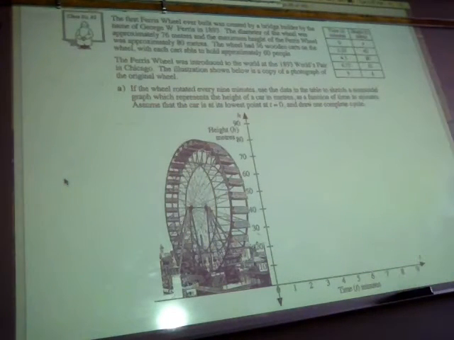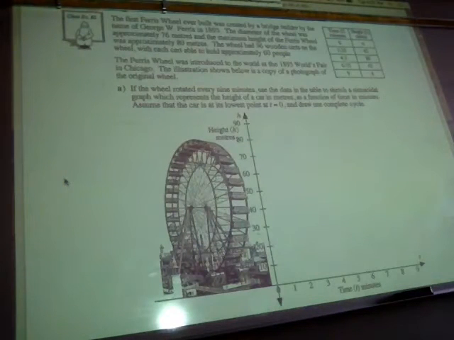Alright, just a little history about the Ferris wheel. The first Ferris wheel ever built was created by a bridge builder by the name of George W. Ferris in 1893. Although interesting, do you think that has anything to do with what we're going to have to solve? No. What a fun fact for the day.